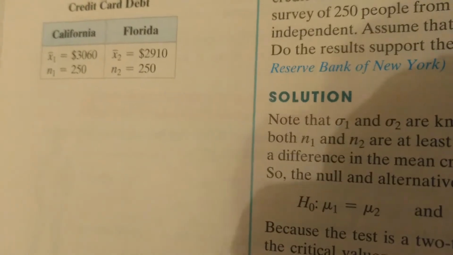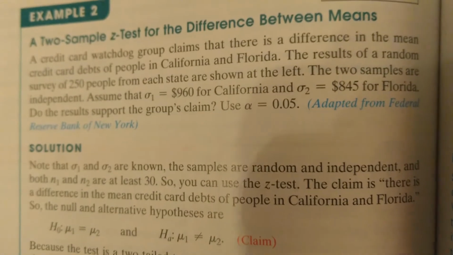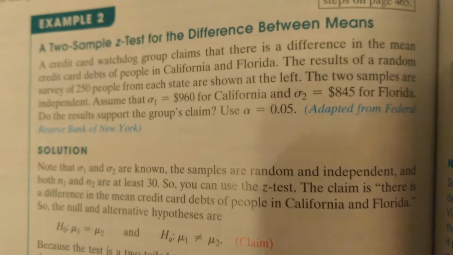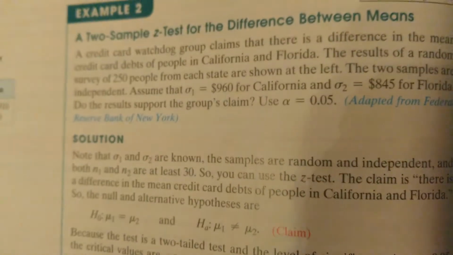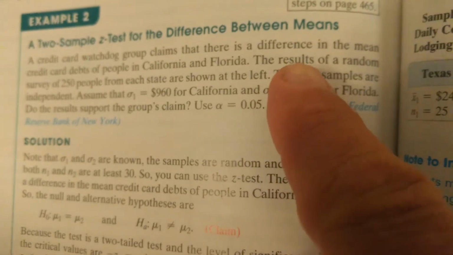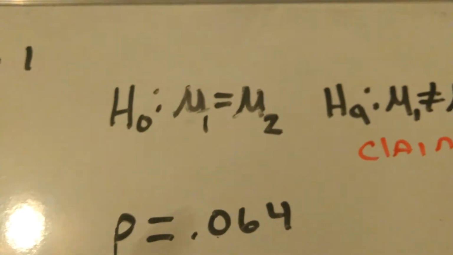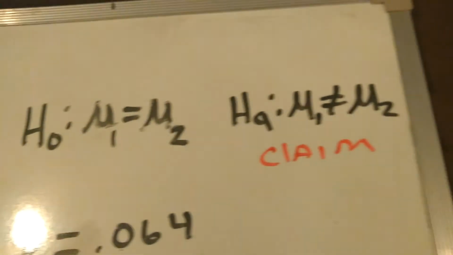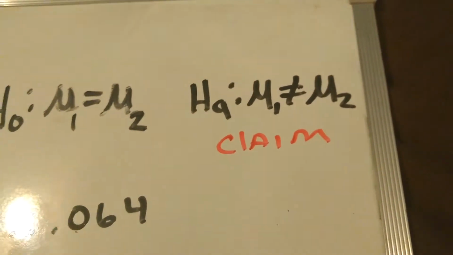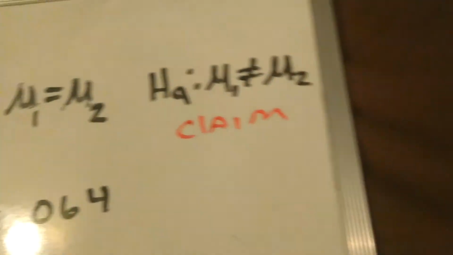Notice the subscript 2. The problem says a credit card watchdog group claims that there is a difference in the mean credit card debts of people in California and Florida. They're not saying whether it's less than or greater than, they're just saying a difference. So that's the reason our null hypothesis says California's mean is equal to Florida's mean: mu1 equals mu2. The alternative says no, they're not equal. Notice also that that's where our claim is, because that was the claim made in the problem.